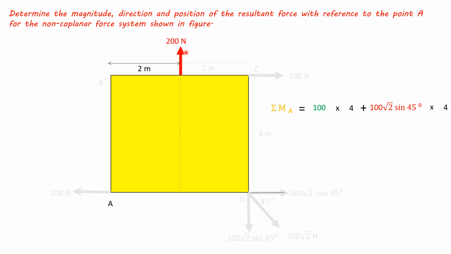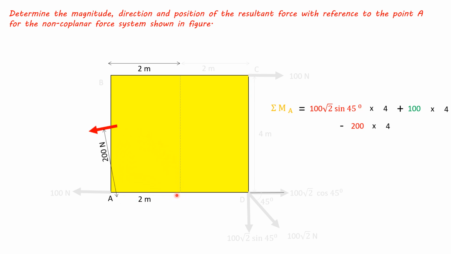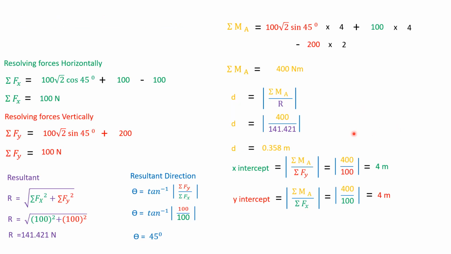Now consider this 200 Newton. It will have line of action of force like this, and it will have perpendicular distance of 2 meters, and it will rotate about point A like this, anti-clockwise. So 200 into 2 meters rotating about point A anti-clockwise, so minus. So what we have calculated is this much.